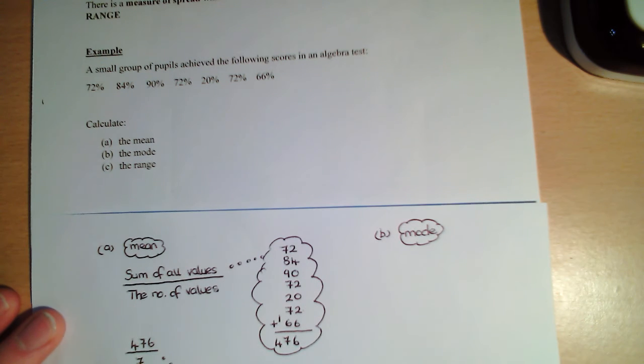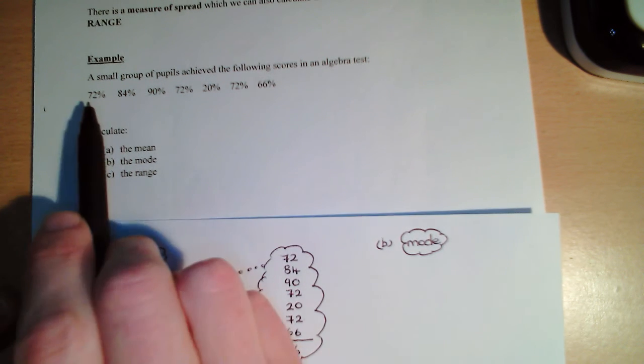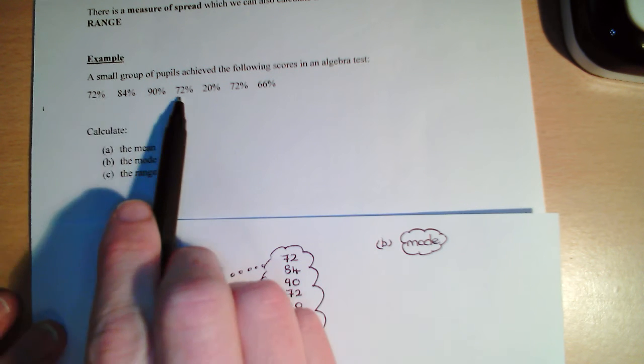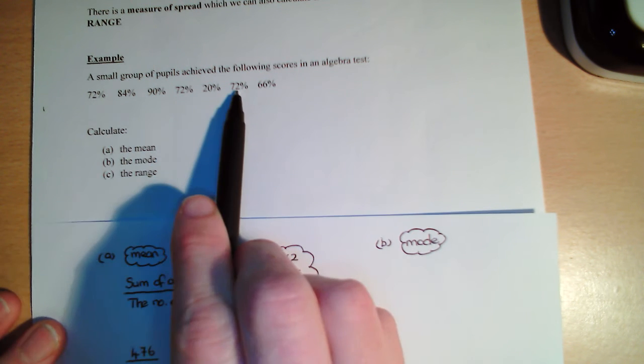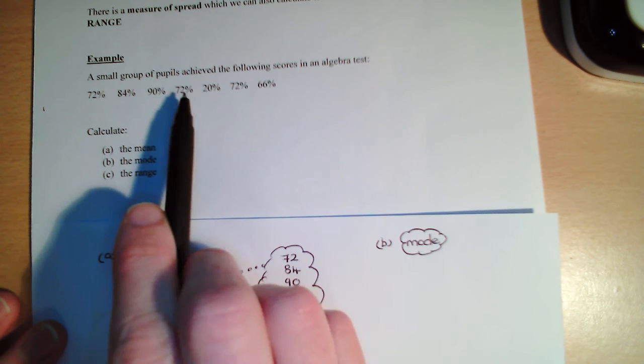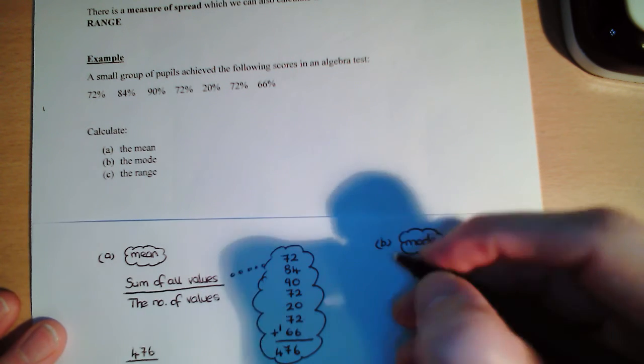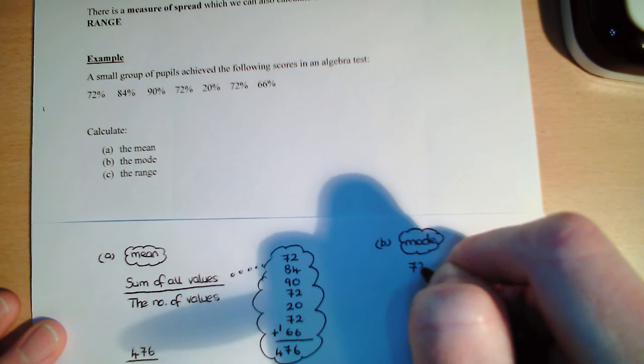The mode is simply the data value which occurs the most. So if you look along our list, the only data value that occurs the most is 72. If you look at it, it occurs 3 times. There is no other data value that occurs 3 or more times. So the mode is just 72, and that is percent.